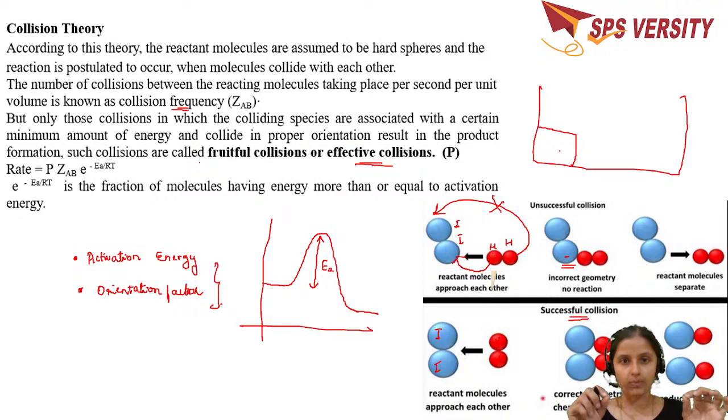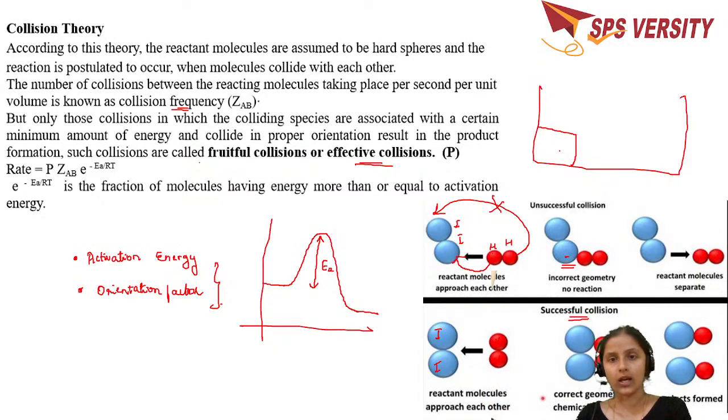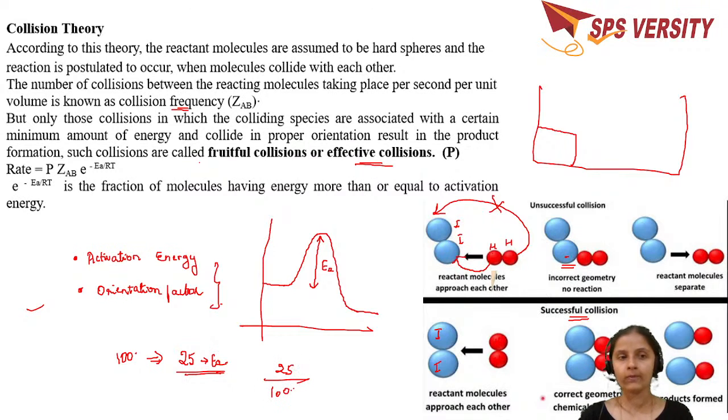So rate is equal to P, that's the effective collision, times the collision frequency, into e to the power minus EA by RT. E to the power minus EA by RT is the fraction of molecules having energy more than or equal to activation energy. Say you have 100 molecules in a system, and out of this, say 25 molecules have the activation energy or more than activation energy. So what is the fraction? It is 25 by 100. This is the factor which is given by e to the power minus EA by RT, where EA is the activation energy, R is the gas constant, and T is the temperature.